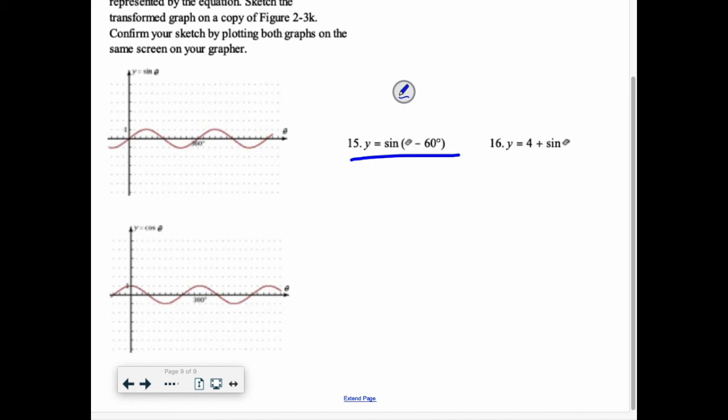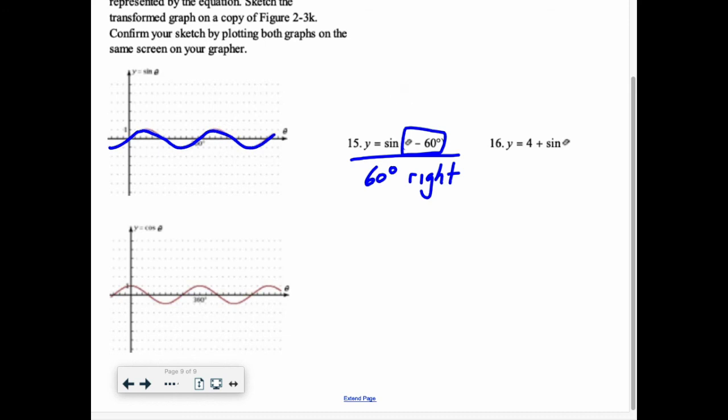Well, this really annoying symbol is just theta. The textbook kind of screwed it up. Not the textbook, but scanning it into the computer or whatnot. Well, we know what's happening inside the parentheses here is going to mean a horizontal translation. And we know that it's going to move everything 60 units to the right. So this is 60 degrees right. So that means the shape of this is going to stay the exact same, but it's just going to shift over.